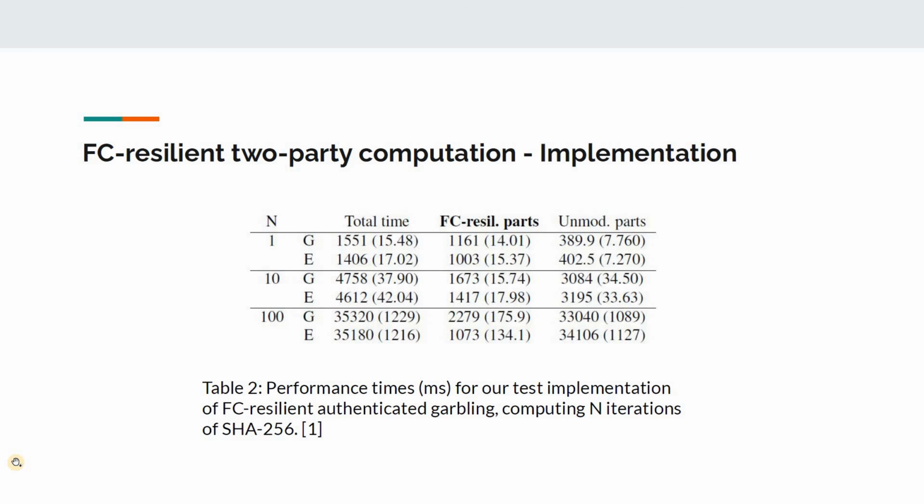Let's talk about the performance. This table is the test result, which uses the implementation mentioned previously to run repeated repetitions. The setting is a small circuit, and you can see under low repetition cases, the FC resilience cost is high compared with the total time, but the cost becomes negligible after n is increased.